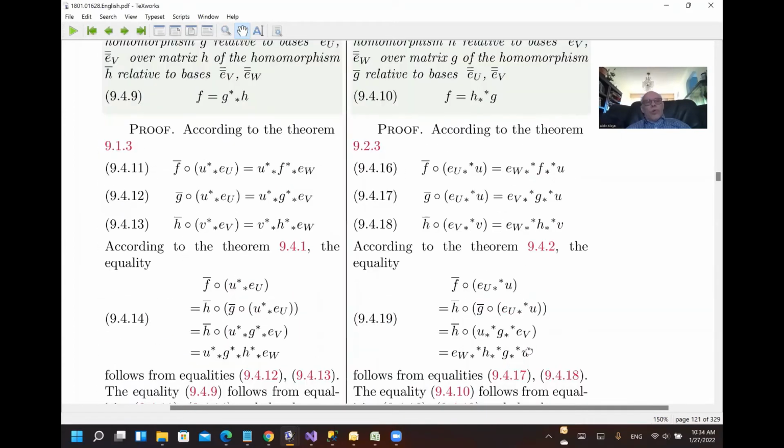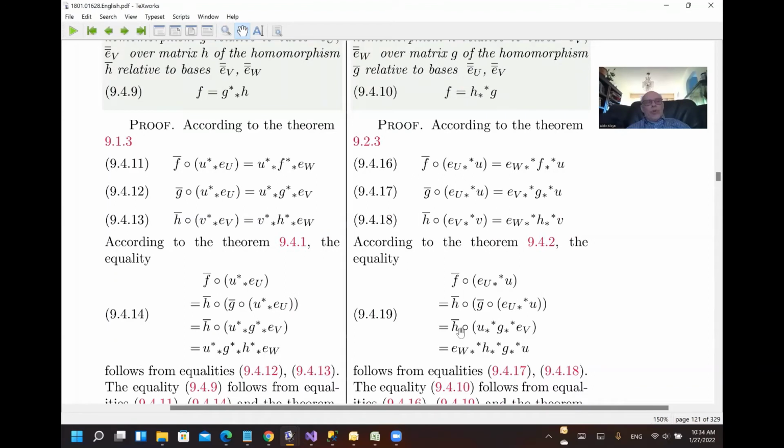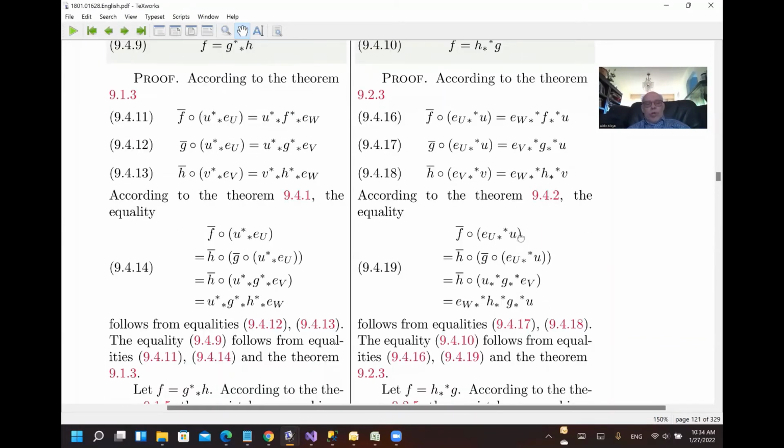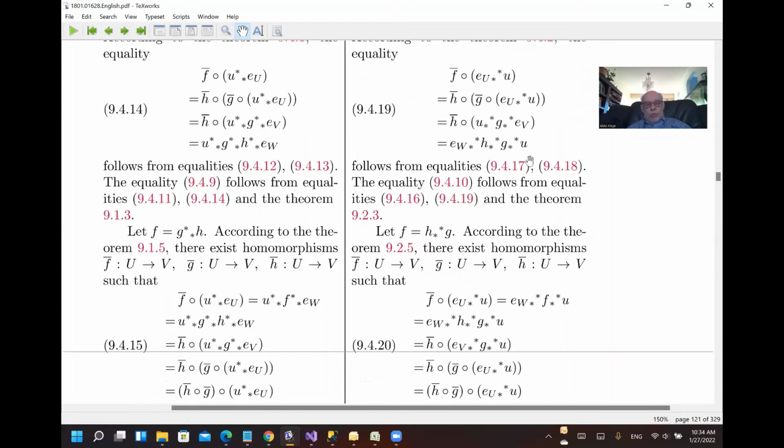To prove the theorem, it is enough to point out that homomorphism F has representation 11, homomorphism G has representation 12, and homomorphism H has representation 13. Summarizing all this, we have equality 14, from which equality 9 follows. To verify that map F is a homomorphism is very simple, and we will not delay on this statement.